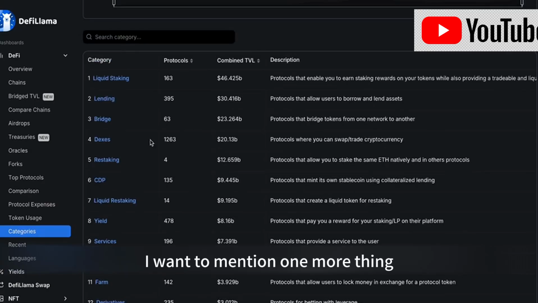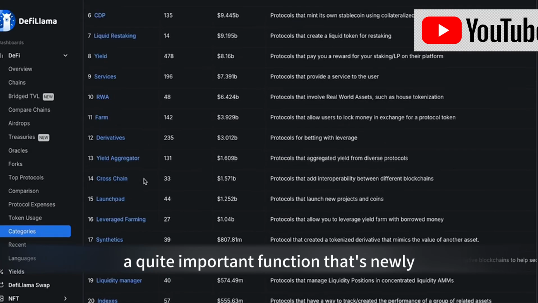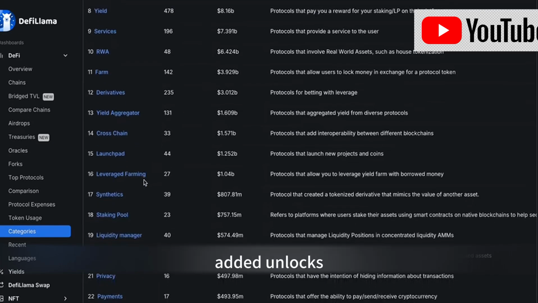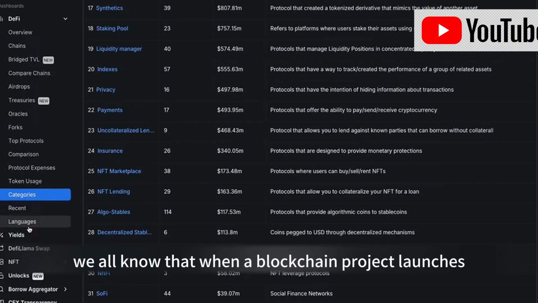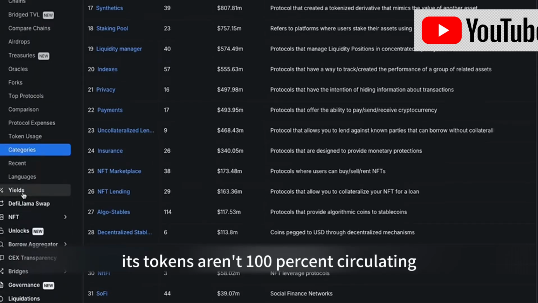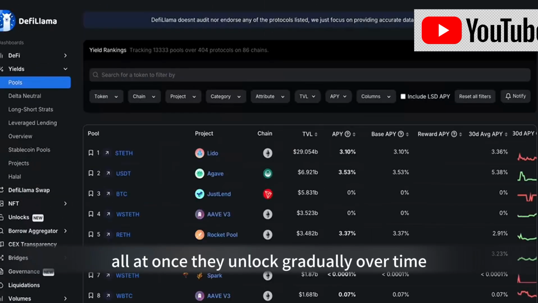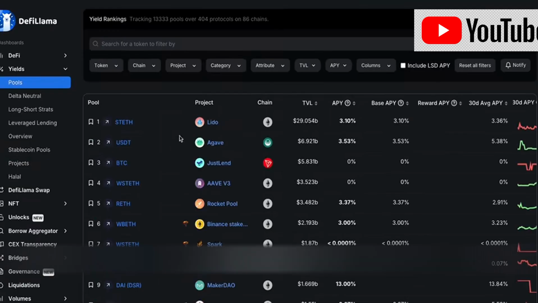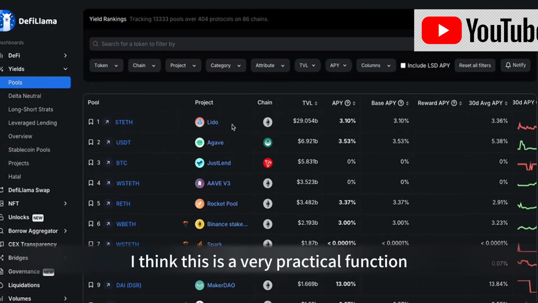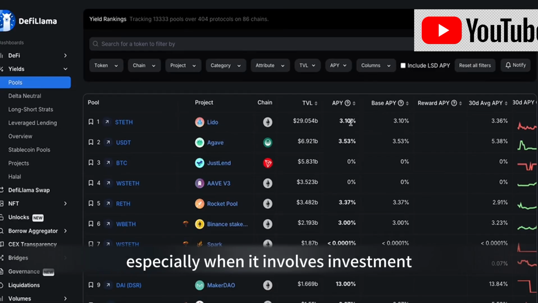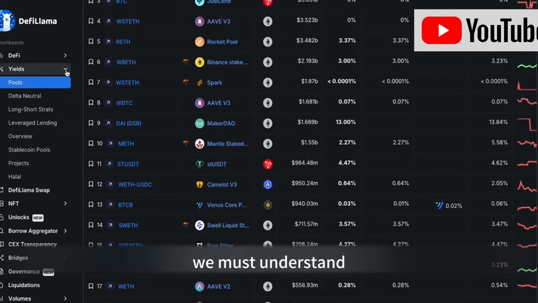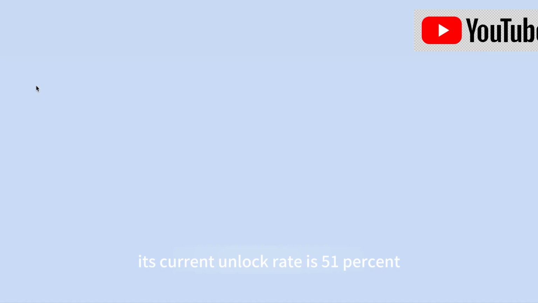I want to mention one more thing, a quite important function. That's the newly added unlocks, the unlock schedule for various tokens. We all know that when a blockchain project launches, its tokens aren't 100% circulating all at once. They unlock gradually over time. I think this is a very practical function. For example, if we want to deeply understand a project, especially when it involves investment, we must understand its token unlock schedule. Its current unlock rate is 51%.